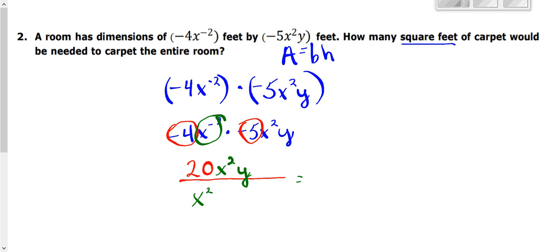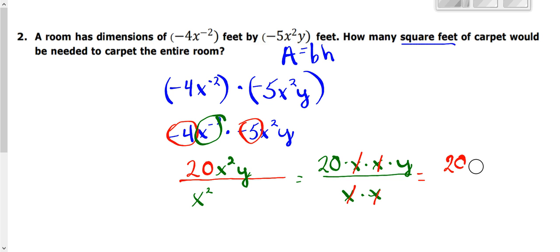Now I'm going to expand that out. So I have 20 times x times y, and I have x times x. So eliminating my x's, they will cancel each other out because x divided by x is 1. I'll be left with 20y.